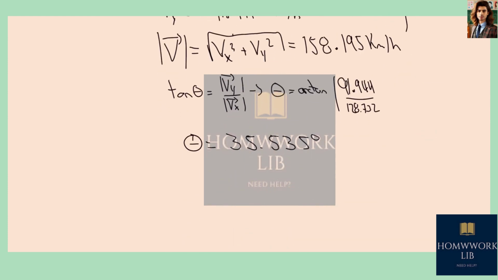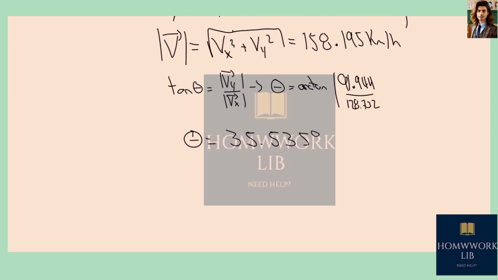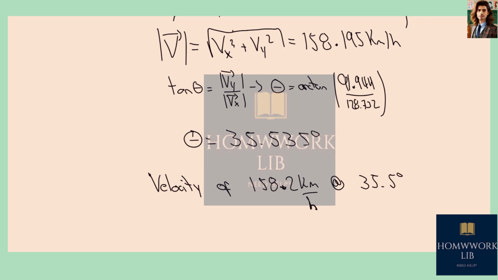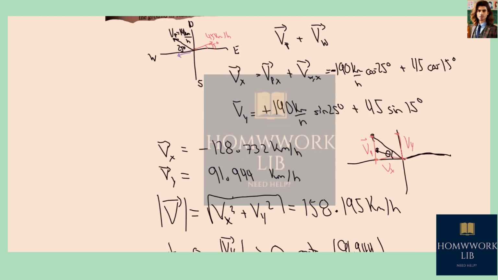So in this case, if we round everything to 3 significant digits, or to 4 in the case of the velocity, what we're going to get is that the net velocity of the plane with respect to the ground in standard position is going to be 158.2 kilometers per hour, I'm going to keep only one digit after the decimal point, at 35.5 degrees north of east. Sorry, north of west.